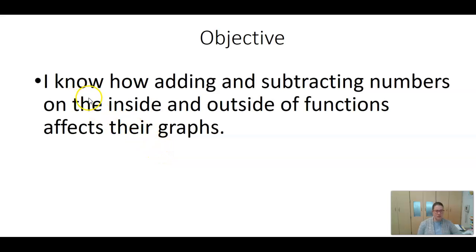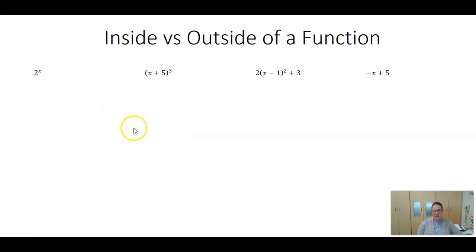By the end of the lesson you should be able to say, I know how adding and subtracting numbers on the inside and outside of functions affects their graphs. So first of all, we need to look at what is the inside or the outside of a function. Okay, so there's quite a few functions on this slide. We're going to talk about each one. We're just going to quickly say what the parent function is for the function, and then we're going to say if the transformations are occurring inside or outside of the function.